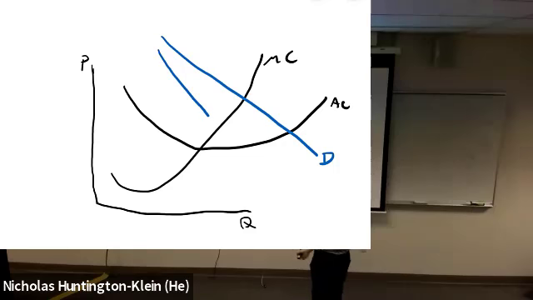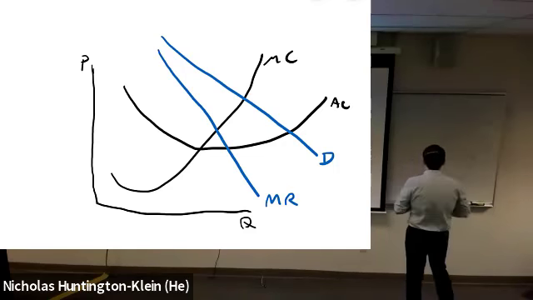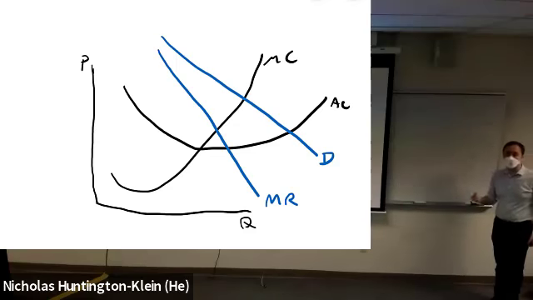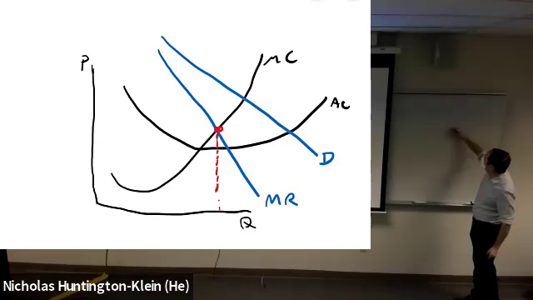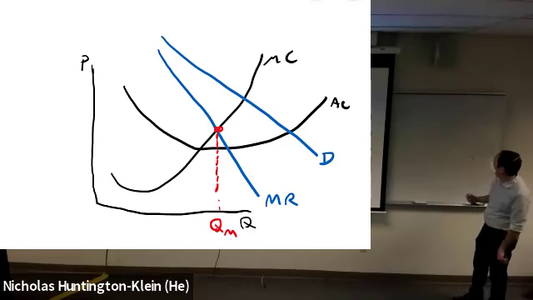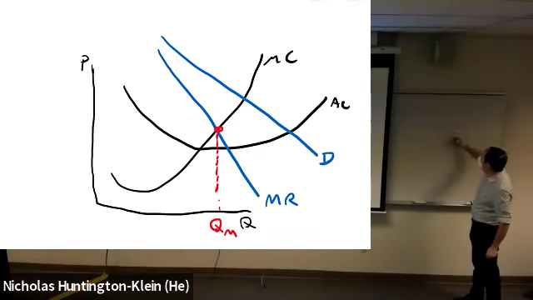So we want to replicate this. We want to find our profit maximizing point. We're going to follow our basic steps. First, we're going to find where marginal cost meets marginal revenue. We want to follow the golden rule. So here is that point right here. Marginal cost and marginal revenue intersect. That will give us our quantity.